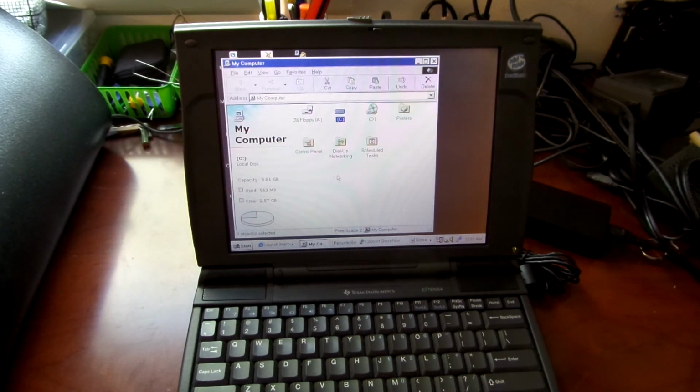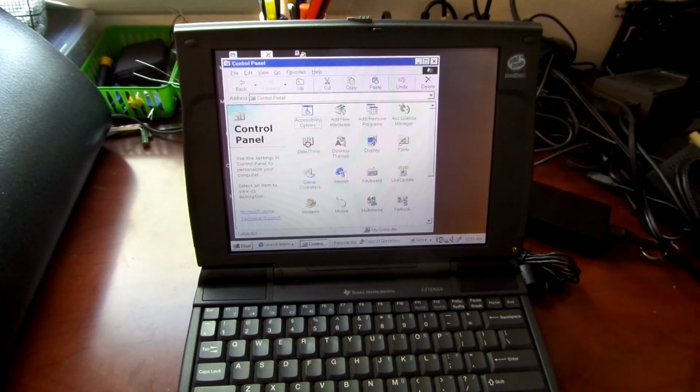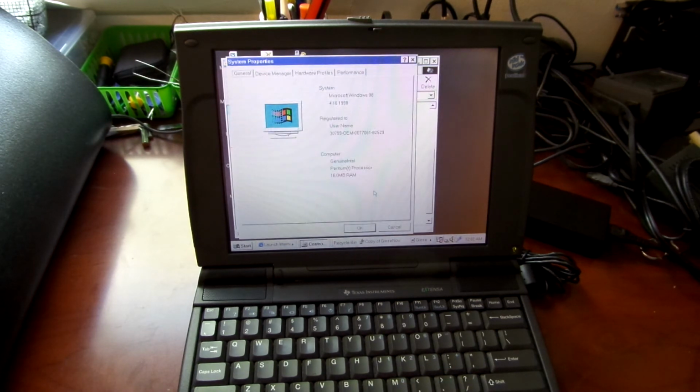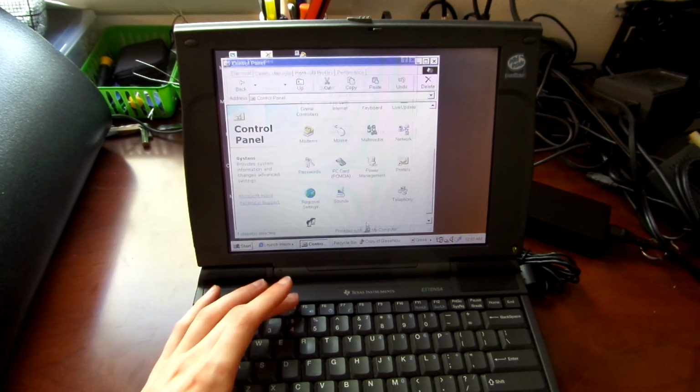It has a 4 GB hard drive. I think it's 4.1 unformatted. That's what it said in the original documentation for this. And if we go down and take a look at the system information, we'll see it's Windows 98 First Edition. It's a Pentium, I think at 200 something megahertz, maybe. Might be something less. I don't recall the exact speed. And it's got 16 megs of RAM.